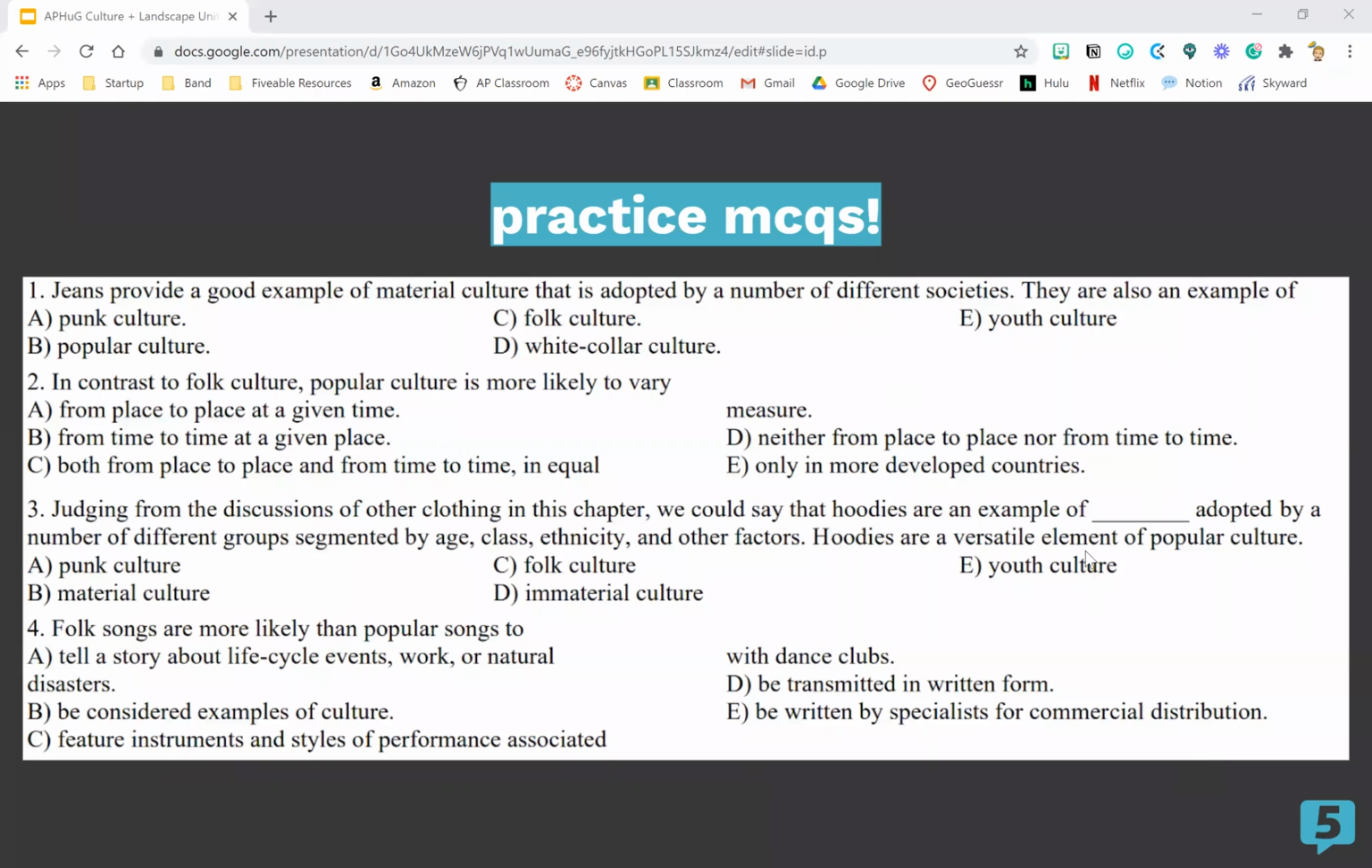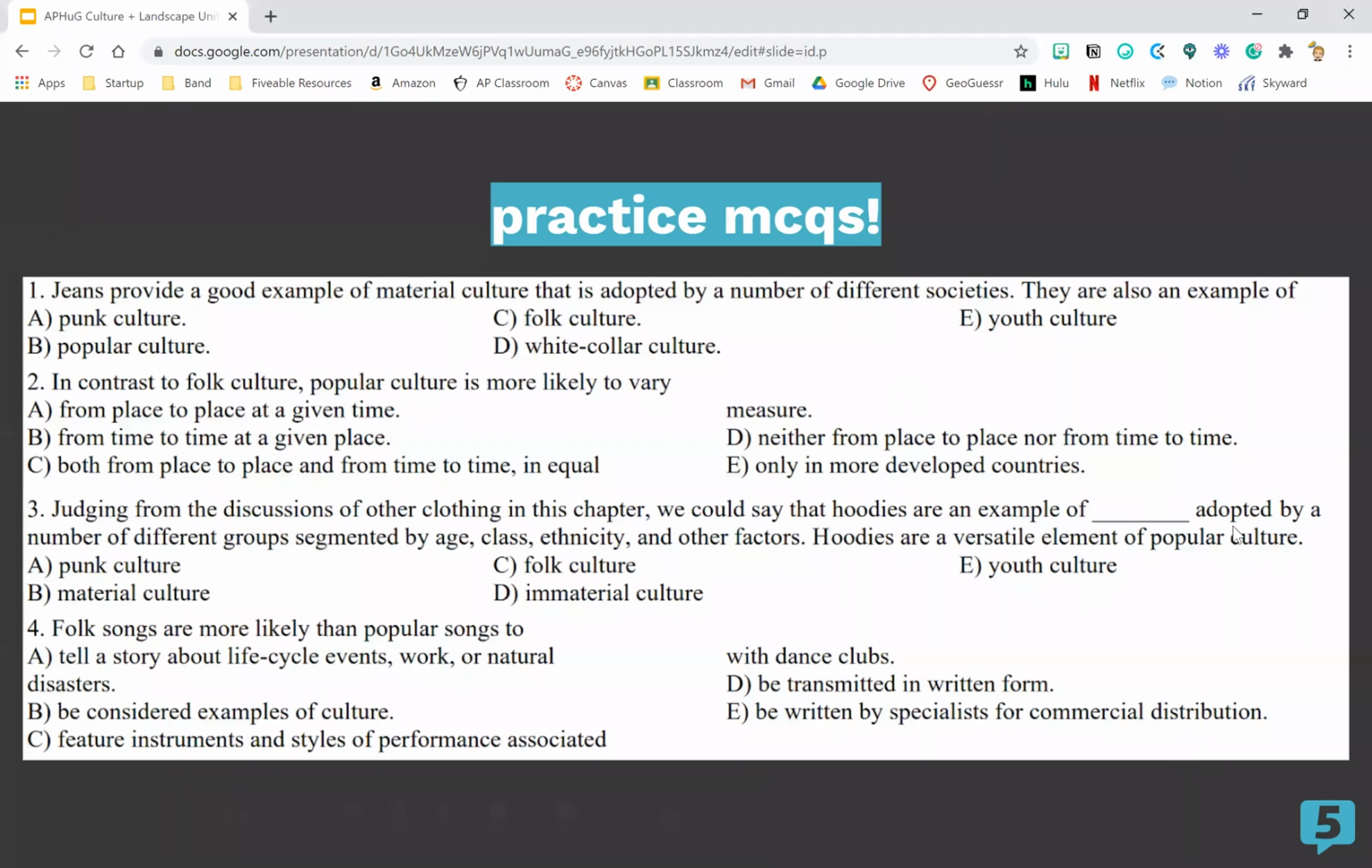Okay, perfect. I see 2 Bs, and I definitely agree that jeans are an example of pop culture. Now, if I could only do this to where I didn't have to, you know what, we'll go over it. But yes, B is the correct answer.